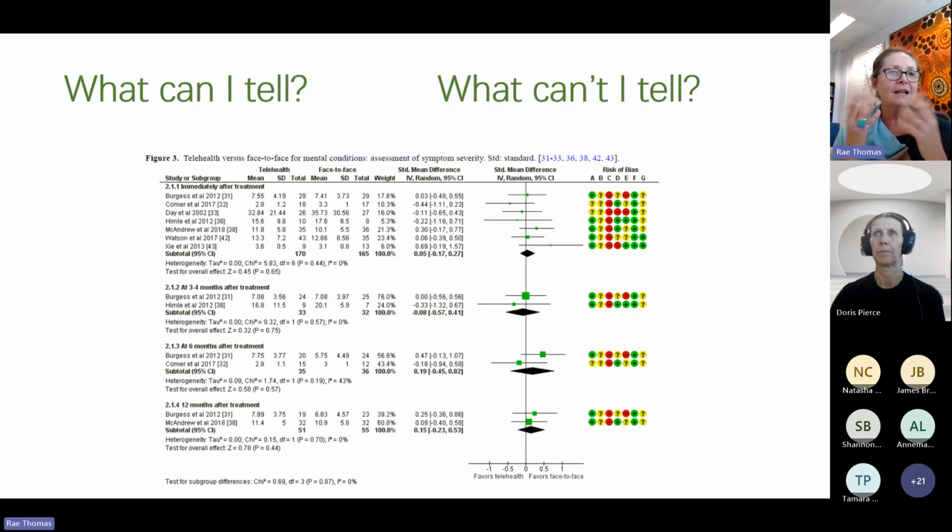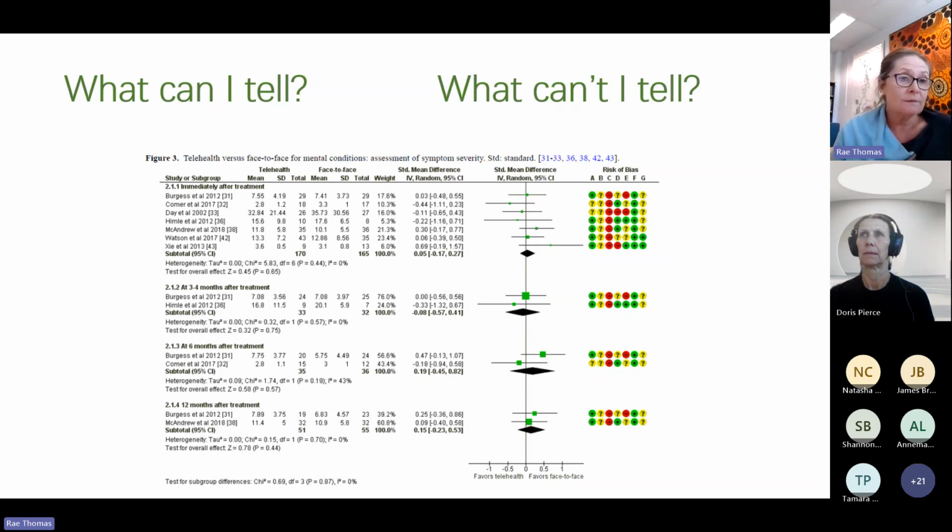But what can I tell from a forest plot? I can tell from this forest plot about symptom severity in telehealth versus face-to-face psychotherapy for less common mental health conditions. I can tell that there is no difference in outcomes of severity between telehealth and face-to-face immediately after treatment. There is no difference at 3 to 4 months after treatment. There is no difference at 6 months after treatment, and there is no difference at 12 months after treatment. Those diamonds show me that.